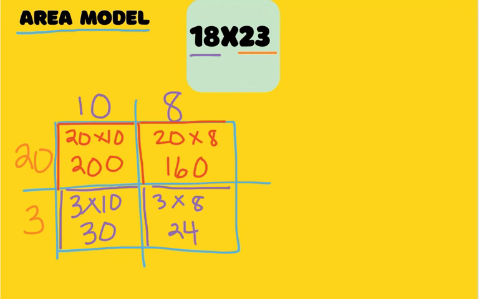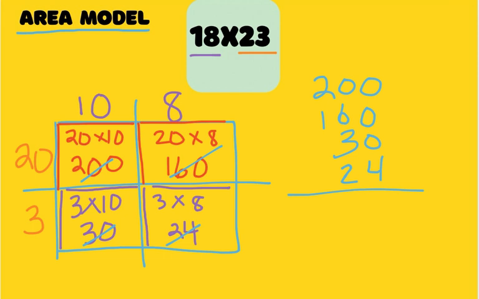I have all my boxes filled, which means my last step is simply to add up all of those partial products in my area model box. So we have 200 plus 160 plus 30, and lastly, 24. Adding up all of those values gives me a 4 in the ones place, an 11 in the tens place, which means I need to regroup, as well as a 4 in the hundreds place. So 18 times 23 gives me the product 414.